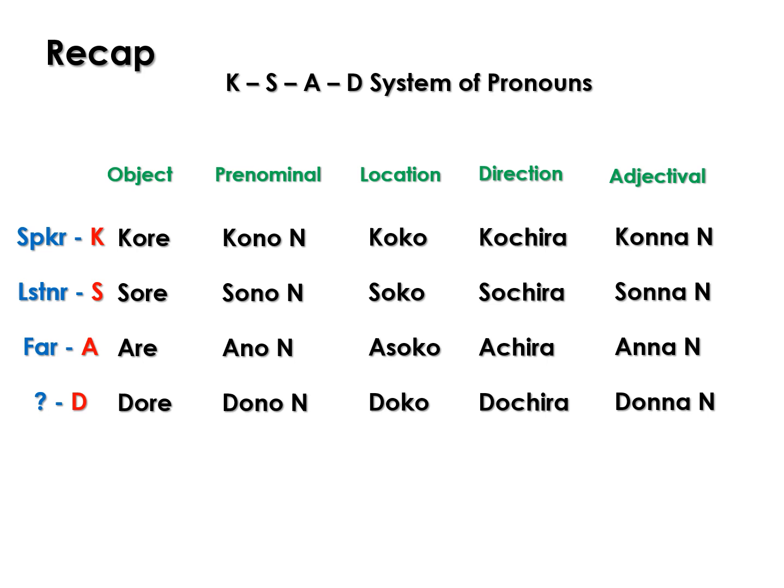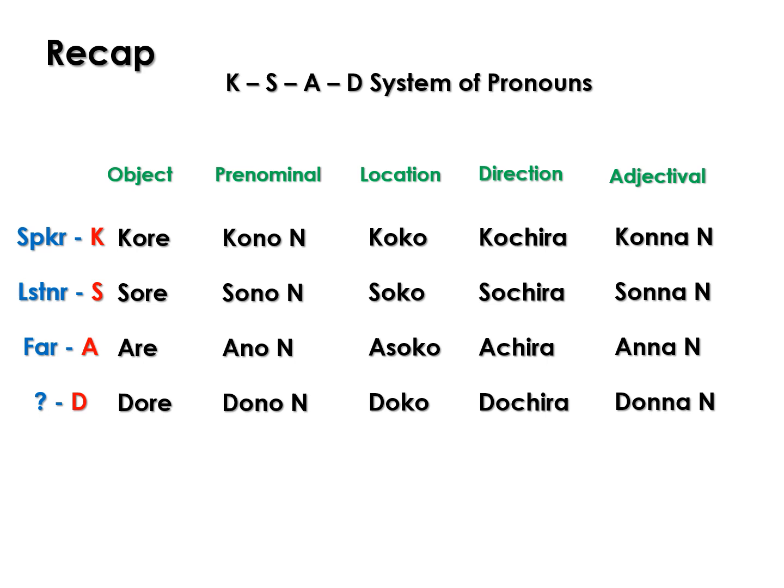For location, here is koko. There, close to the listener, soko. And over there, far from both of us, that's asoko. And to ask where, the word is doko. For direction, we have kochira, this way. Sochira, that way towards the listener. And achira, that way, far from both speaker and listener. And to ask which way, the interrogative is dochira.